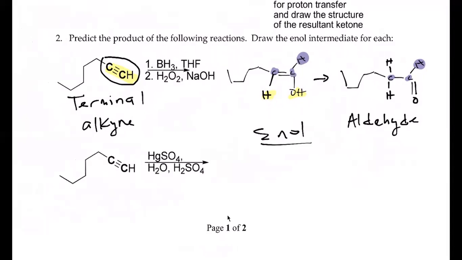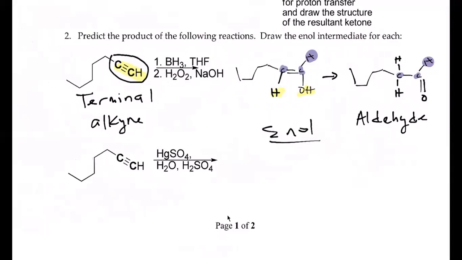All right. You're welcome. You got a terminal alkyne, you're going to end up with an aldehyde if you do hydroboration oxidation. If you do mercury catalyzed hydration, which is the second reaction, you have a terminal alkyne, you're going to end up with what?